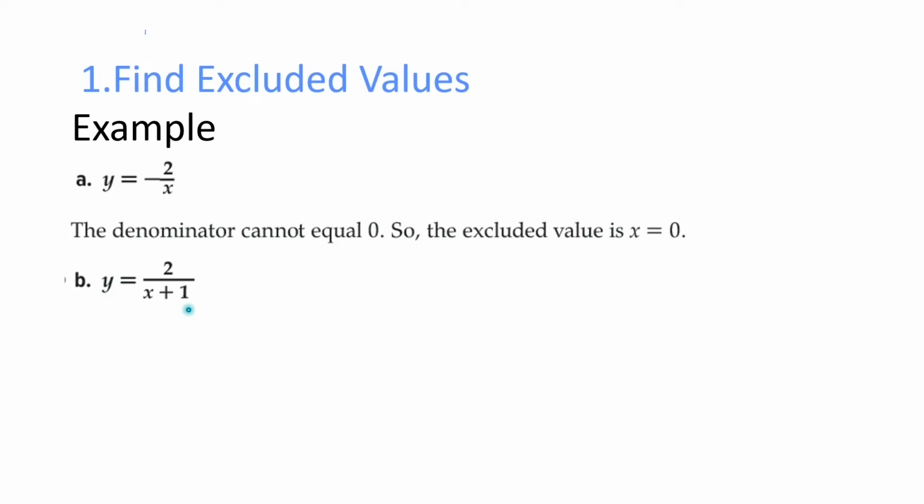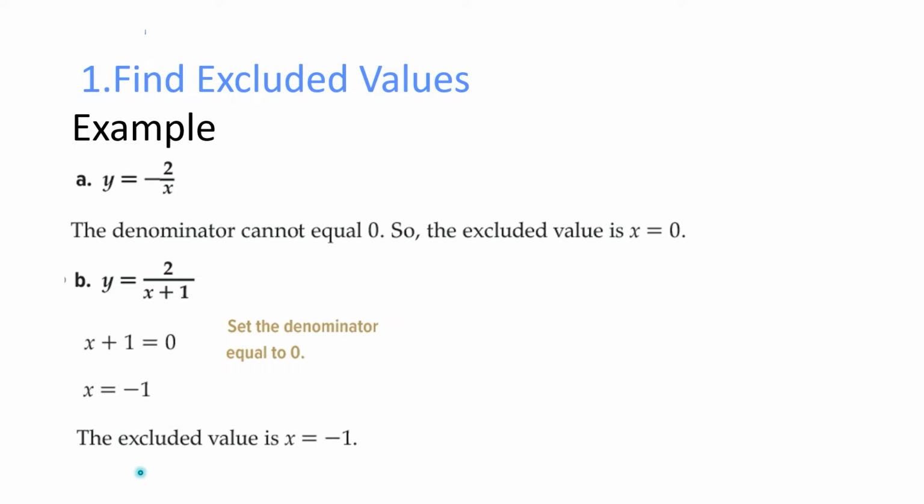Let's try another example: y equals 2 over x plus 1. First, let us see at what value of x the denominator becomes 0. So we need to equate the denominator to 0. That is, x plus 1 equals 0, which implies x equals minus 1. That means when x is minus 1, we get minus 1 plus 1, so the denominator is 0, which is undefined. So we can conclude that the excluded value in this case is x equals minus 1.